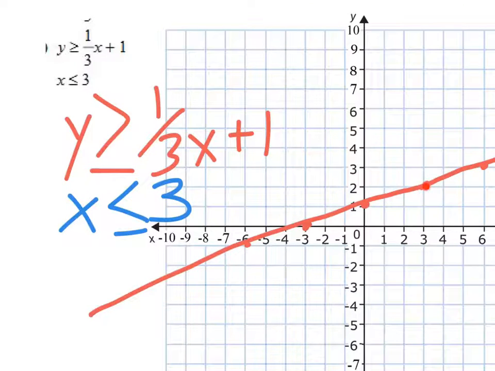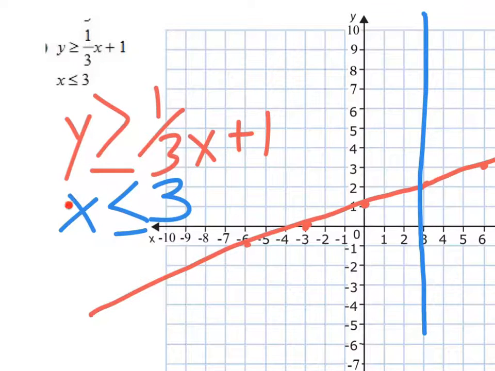Anytime x is equal to a number, or less than or greater than a number, it's always going to be vertical. In this case, I can see that it's going to be a straight line at 3, and I know that the x value anywhere along this line is going to be +3, right? So here it's (3, 8). Here it's (3, -4). Let's figure out now which way we are shading.